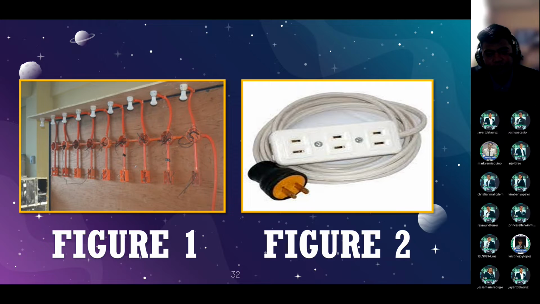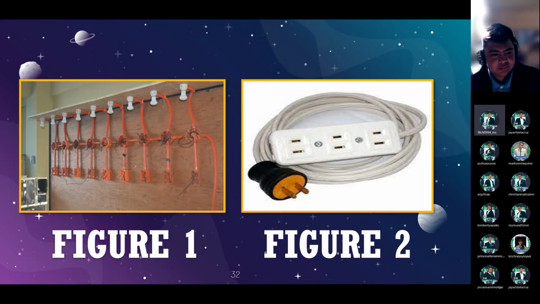So from figure 1, what are the electrical materials and supplies that are needed? Kindly read your checklist, Mr. Reniel. Yes, sir. First is the circuit breaker, conduit, utility box, junction box, lamp, receptacle, wires, and clamps, then connectors. Okay, sir, thank you, Mr. Reniel.